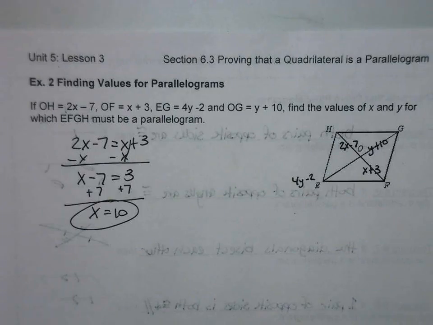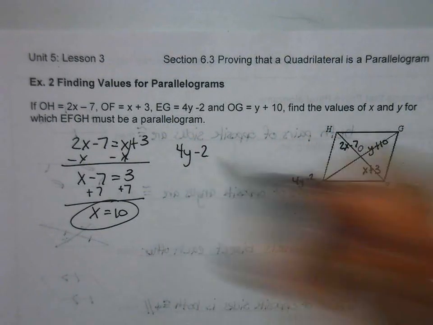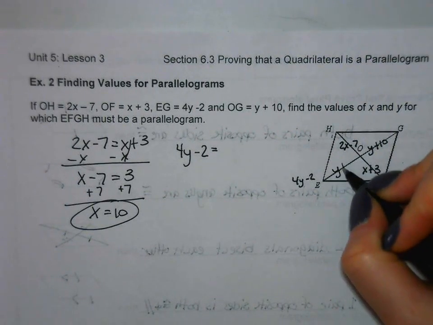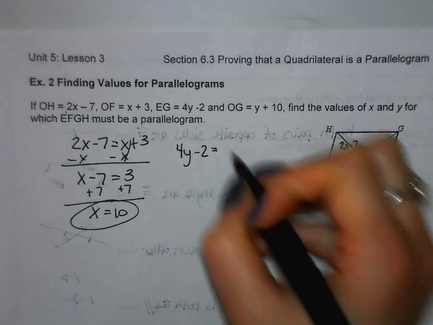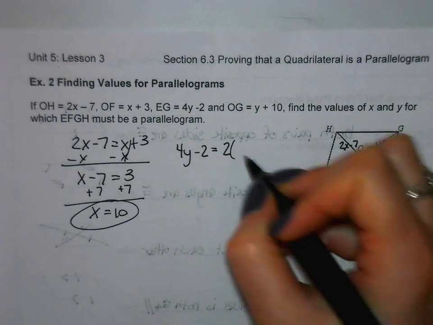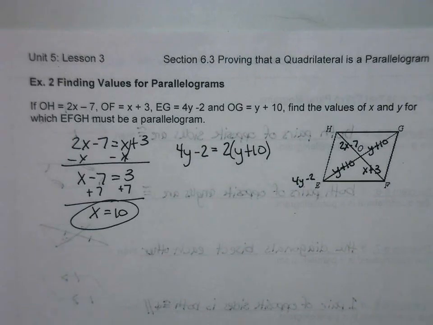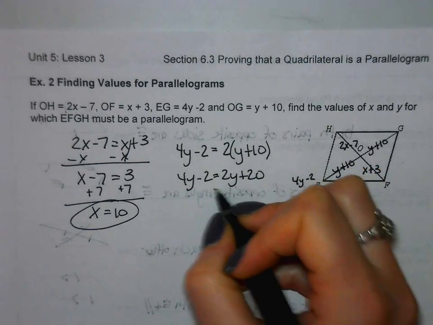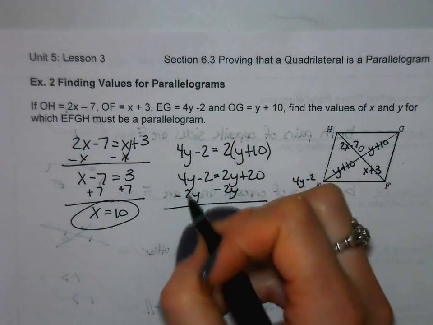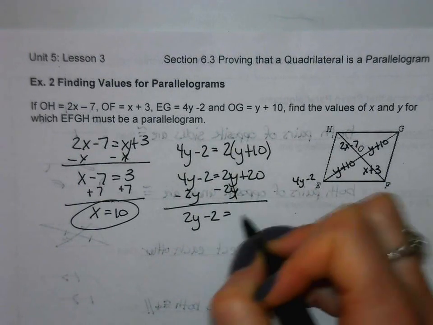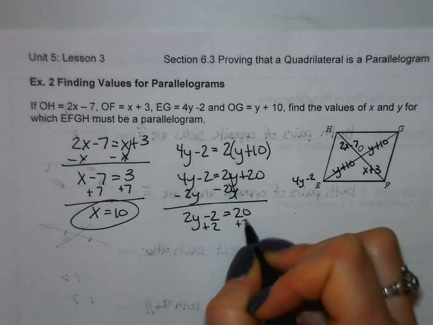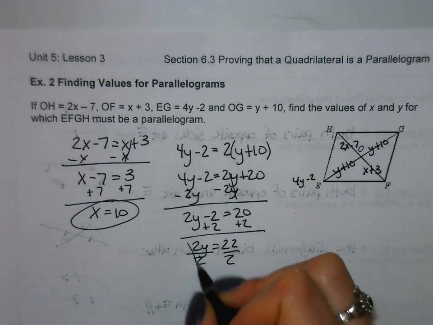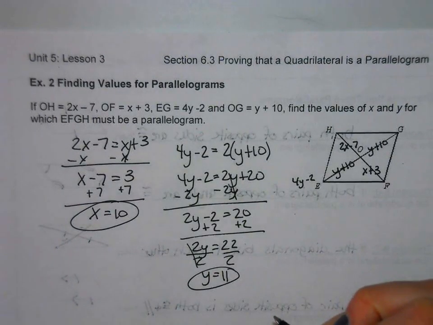So I solved for x, now we have to solve for y. So in this case, we have our whole diagonal, which is 4y minus 2, equals, well, since we know these two are congruent, we also know that EO is y plus 10. So that means I have 2 times y plus 10. So when I distribute that 2, I end up with 2y plus 20. Subtract 2y from both sides of the equal sign, so I have 2y minus 2 equals 20. If I add 2 to both sides, 2y equals 22. Divide both sides by 2, y equals 11.